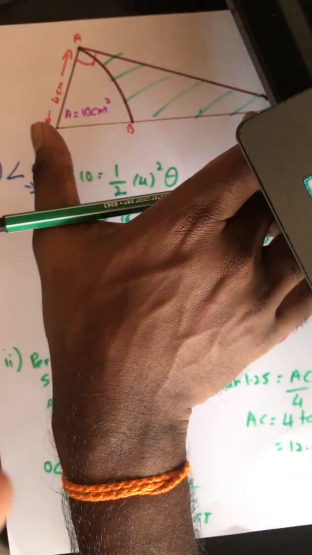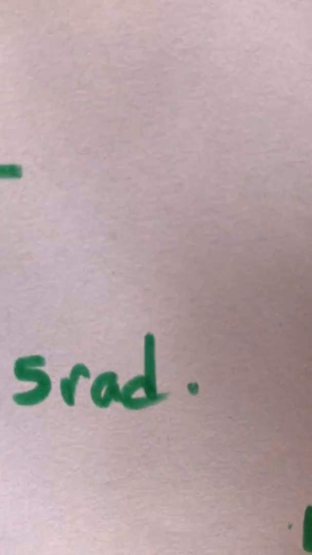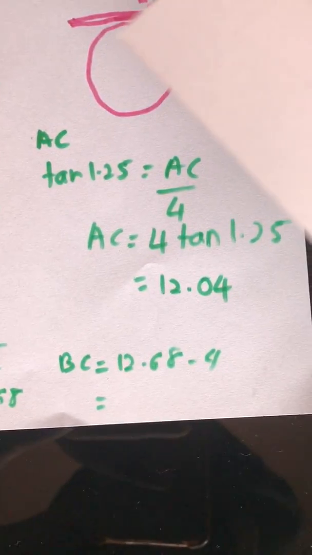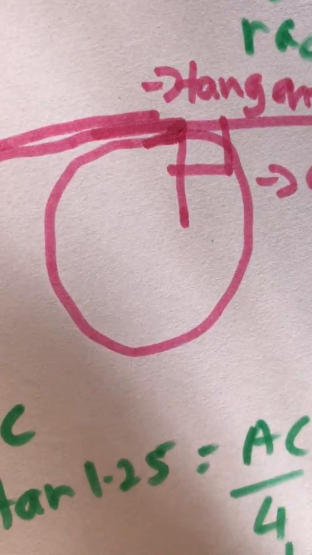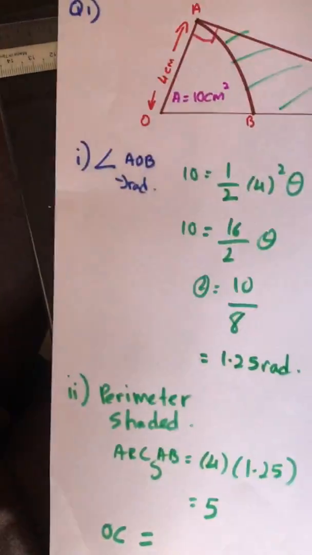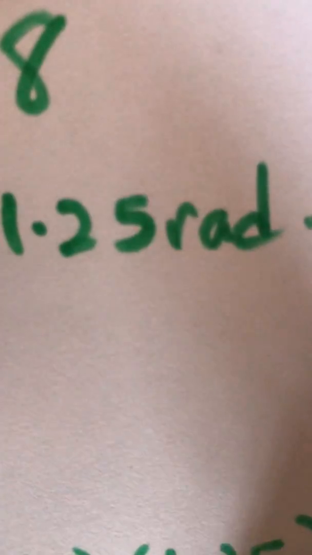Bear in mind the whole length is 12.68, so I need to minus that 4. So actually BC is 12.68 minus 4, which will give me 8.68. So with that I can find the perimeter easily. I'm just going to write in the middle here because I want to finish everything on one page.